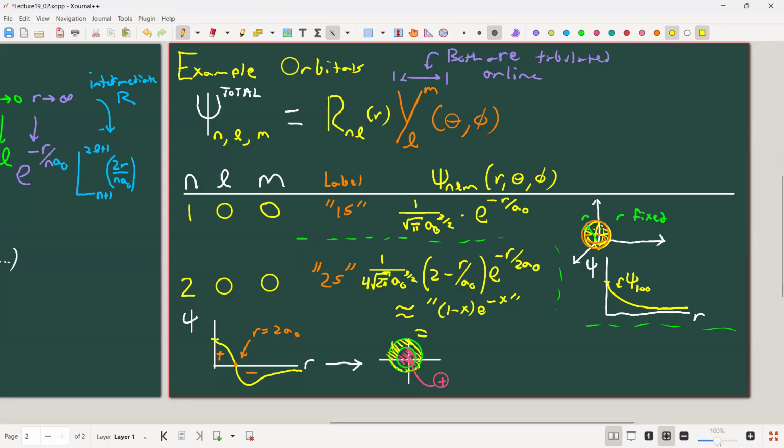Remember, the positives and negatives are just a phase. They're just a negative sign and a positive sign. It just tells you something about the phase of the function, which will play a role later on. It's the same idea, but it has a different shape. So you can imagine what the 3s might look like.